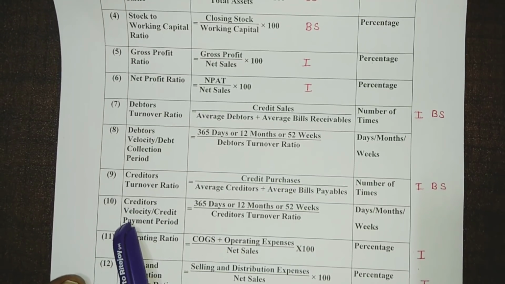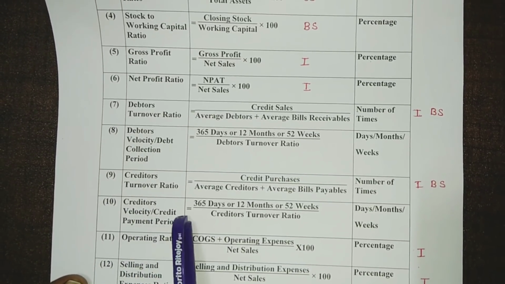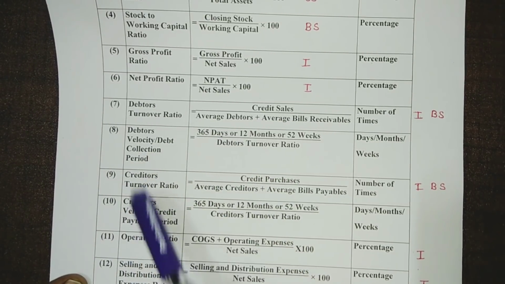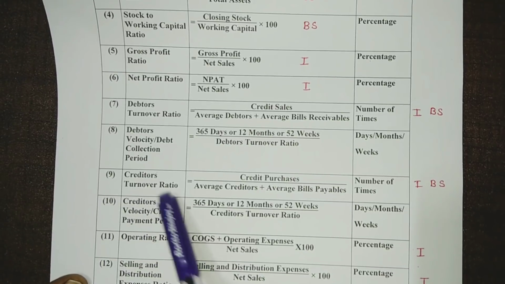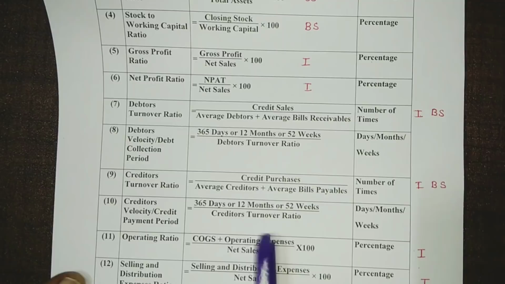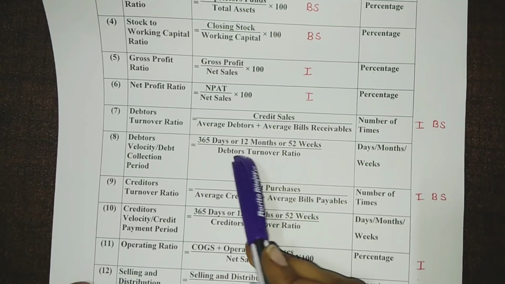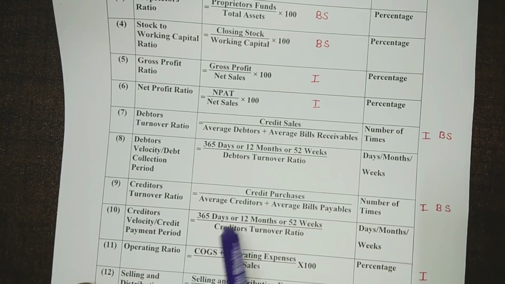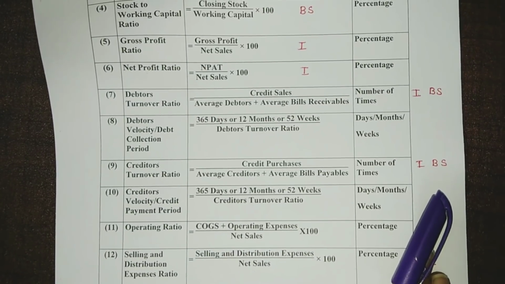Now the next one is creditors velocity or credit payment period. The formula for your debtors velocity and creditors velocity is almost the same. If you are going to remember this formula, instead of the debtors you just have to put the creditors over here. So this is so easy to remember.